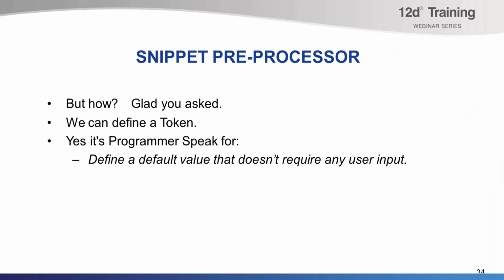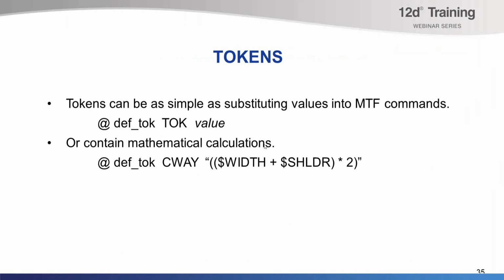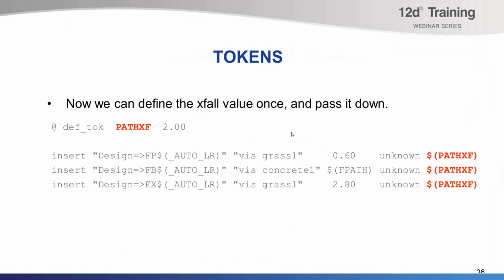So how do you do that, Joel? Well, I'm glad you asked me. We can define a token. Now, token is programmer speak for define a default value that does not require any user input. Tokens can be as simple as substituting values into MTF commands, such as we define a token called tok and it has a value. Or they can contain actual mathematical equations. So we can have our carriageway, we take our width value plus our shoulder, multiply it by 2, simple functions like that. You can use sine, cos, tan, and all those other nice geometric equations.